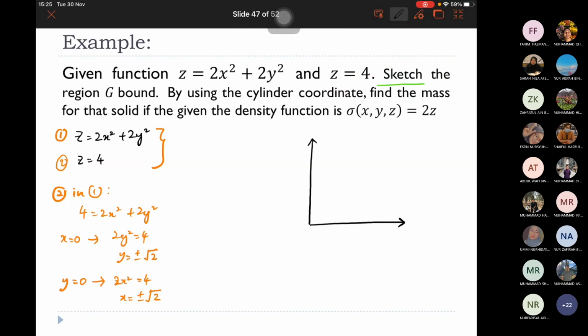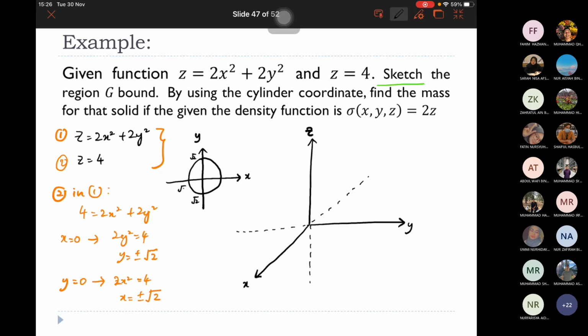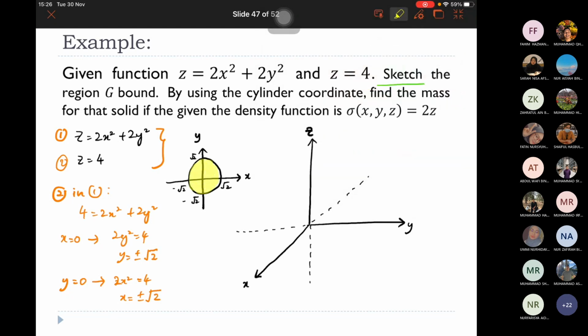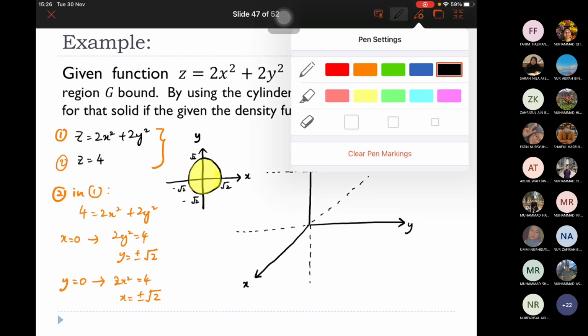You have, this is your x, y and also z. How are you going to have it? It will have a circle because from here you are going to have x and y. So from here you will get root 2, negative root 2 and also root 2. So there will be a circle as the base. At the base there will be a circle. Then on z there is a line of z equals 4.